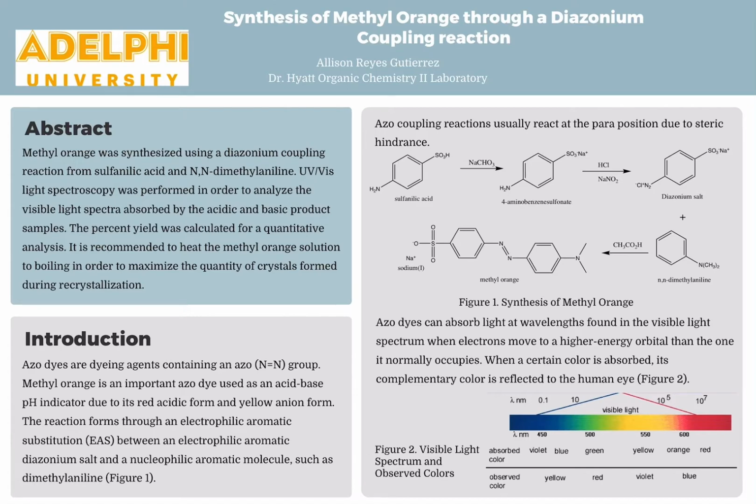Methyl orange is an azo dye, which is a dyeing agent containing an azo group, or a nitrogen atom double bonded to another nitrogen atom. As you can see in figure 1, this is the azo group of methyl orange. Methyl orange is also used as a pH acid-base indicator due to its color change to red in its acidic form and a color change to yellow in its basic anion form.